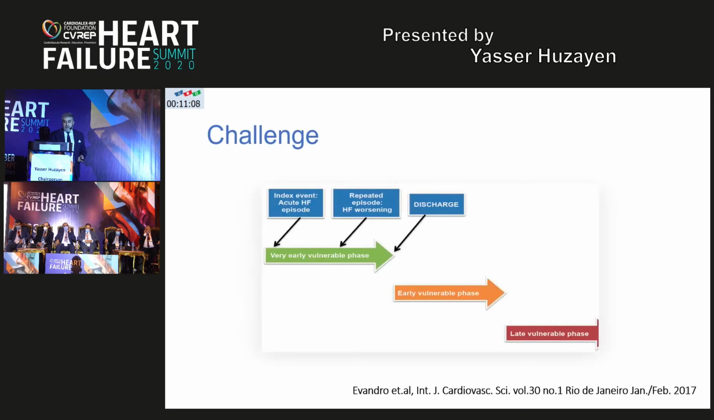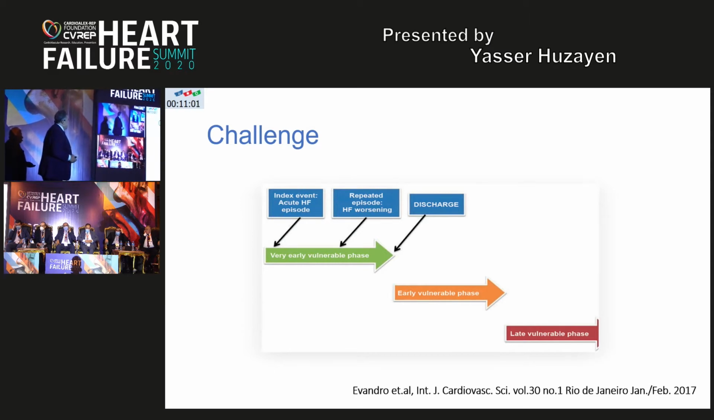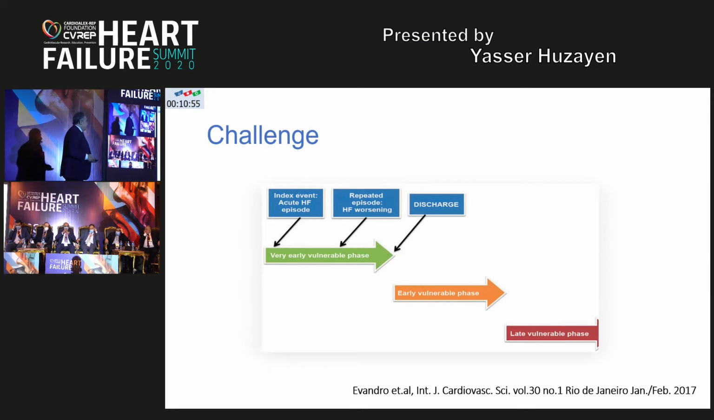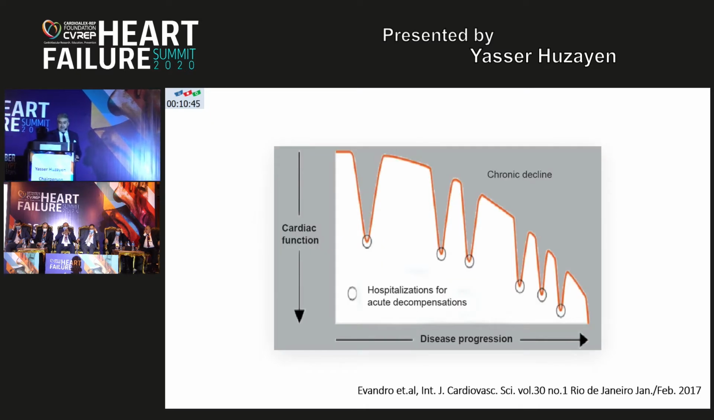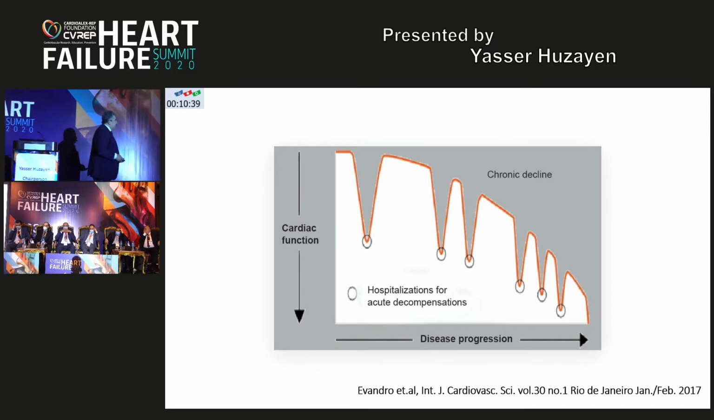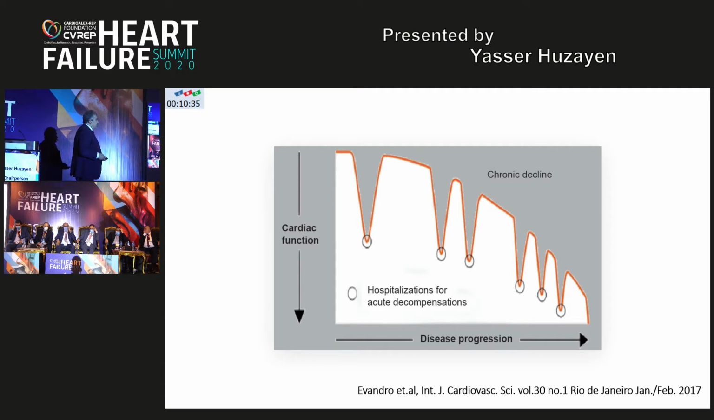So what about the overview of causes and challenges? Here is the index event. The patient comes again with repeated episodes, and at discharge, there is an early vulnerable period or phase, 7 days or 30 days, and there is also a late vulnerable phase. This was explored today in many lectures, because hospitalization is not just a patient with deteriorating NYHA class who comes into hospital, takes diuretic and goes home. It is accompanied by cardiac function failure over time. Disease has a progressive effect.